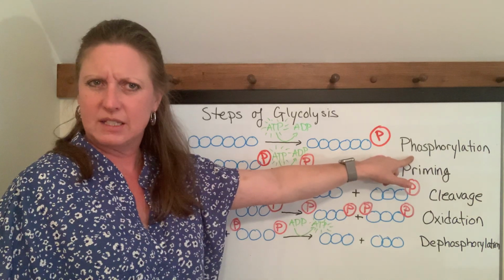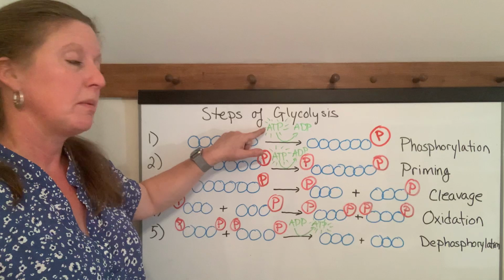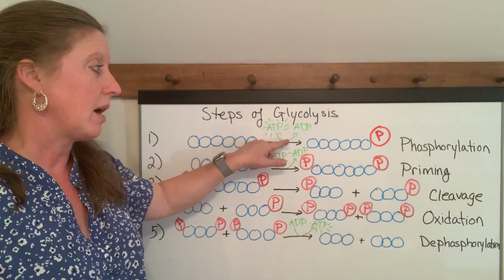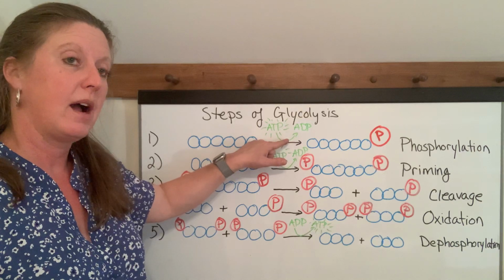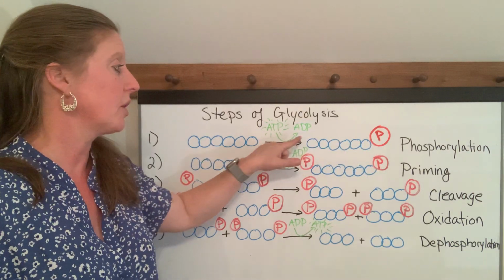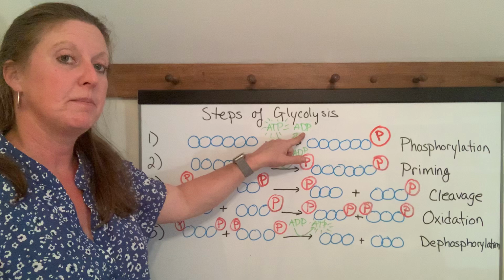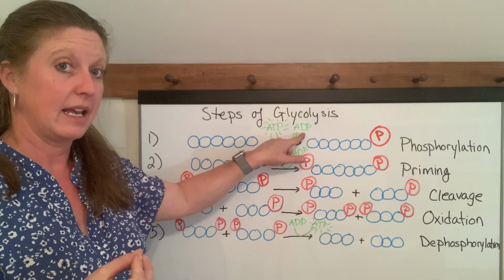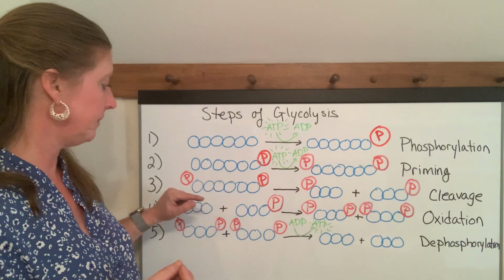Now, where does that phosphate come from? It comes from a molecule of ATP. ATP comes in, drops off its phosphate, which gets attached to the glucose, and becomes ADP. So we actually used energy in order to make energy in this step.